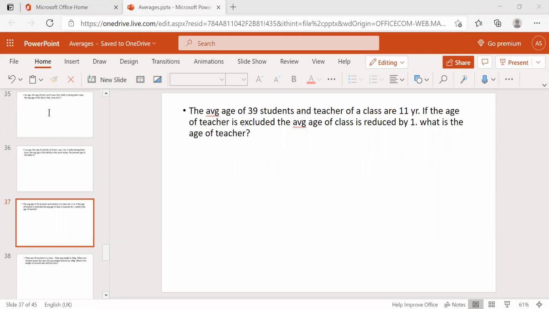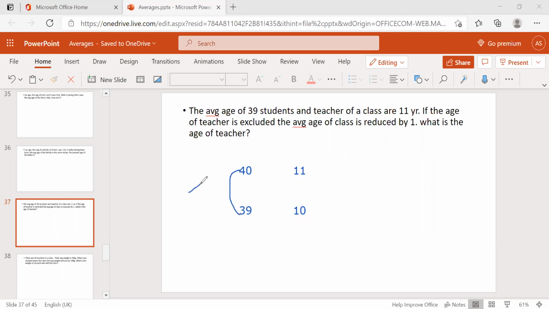So one person is leaving from the group. One person leaving from the group means it will be reduced, right? So previously, how many were there in total? 39 students and the teacher, 40 members. The average is 11 years. And now the teacher is excluded. That means now there are only 39. And now the average is reduced by 1. For including and for excluding, we follow the same process.